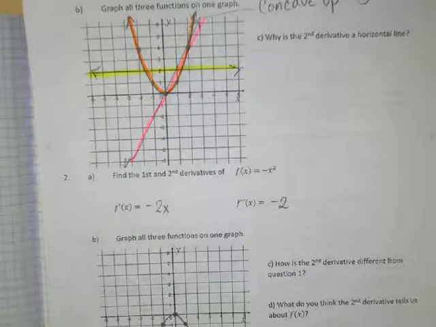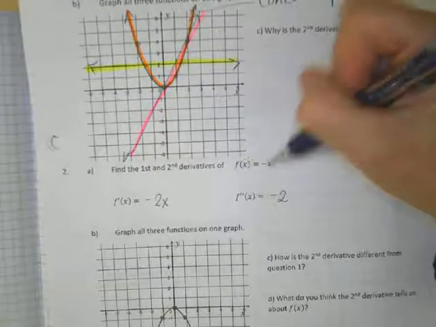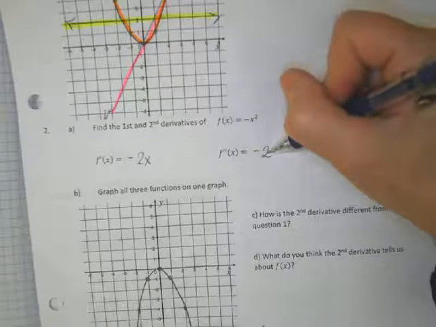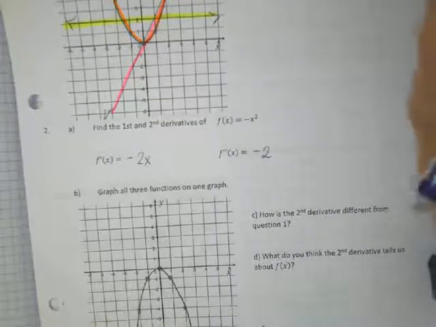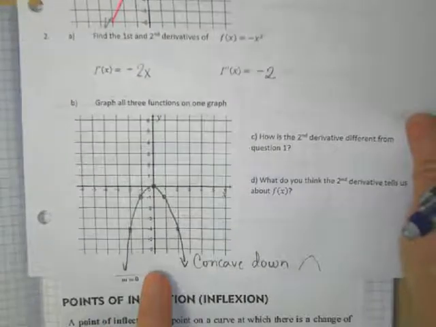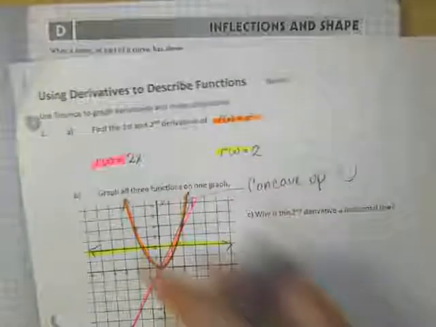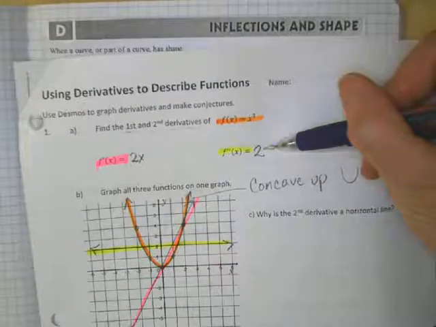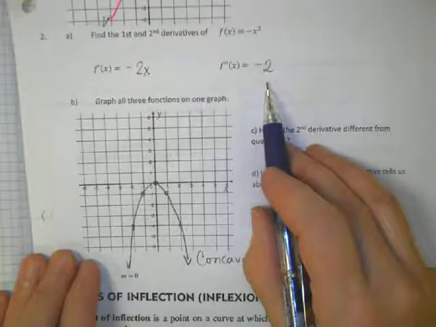All right. Sorry for the interruption. Let's keep going. So here our function is negative x squared, the first derivative would be negative 2x, and the second derivative is negative 2. Okay, so what I want you to notice here is that this is concave down. This one is concave down. This one was concave up. And then I want you to notice something about the second derivative. Second derivative was 2. Second derivative here is negative 2.